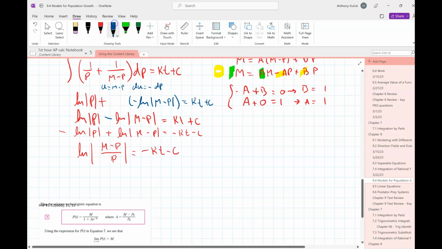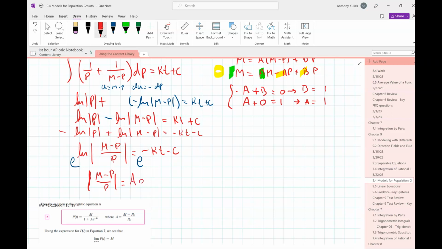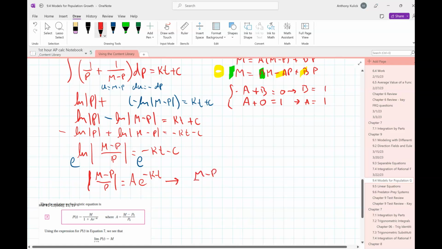And then I can do my exponent base e to both sides. So that gives me absolute value of (M minus P) over P equals A e to the negative kt. Again, e to the negative c is just going to be a constant. I can drop the absolute value and absorb the plus or minus up into the A.